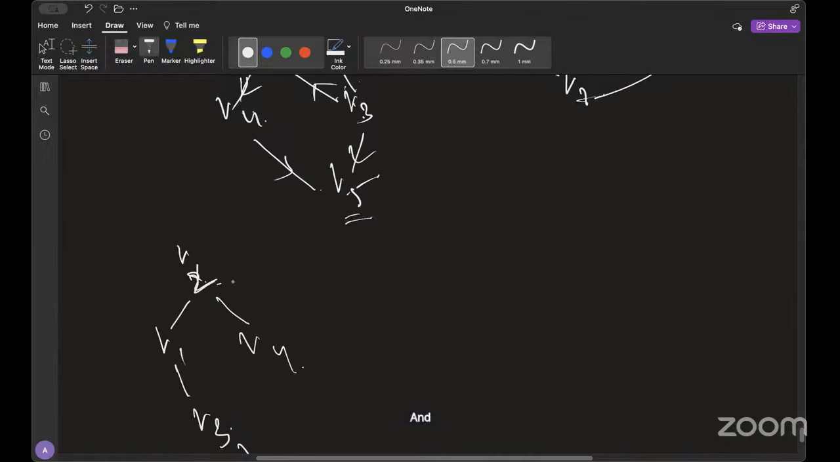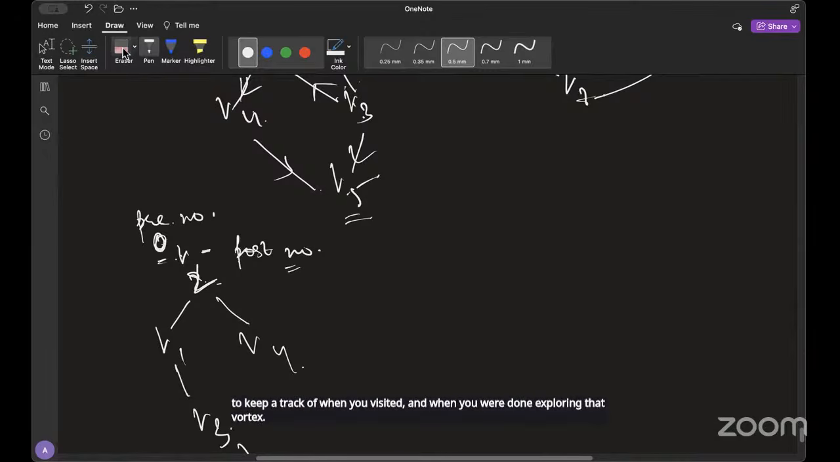And we keep track of when we visit and when we leave. So when we started from V2, we keep pre-post numbers here. The one you write on the left is called the pre number. And what you write here is called a post number. Why we use these numbers is to keep track of when you visited and when you were done exploring that vertex.